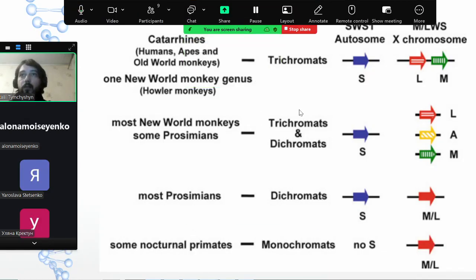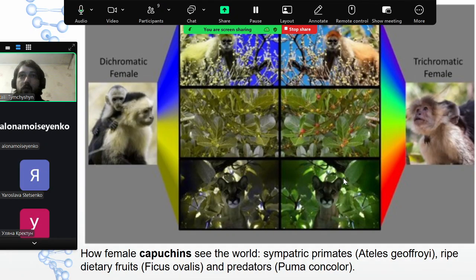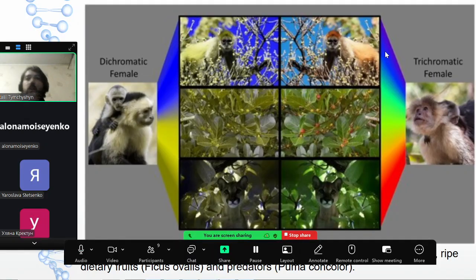Here are some more cases that they may have no S, for example. There are some nocturnal primates that are monochromates and they have no S, and only one option, something between M and L, and so on. So that's what we have. Here is an example. Here is a pretty interesting example.